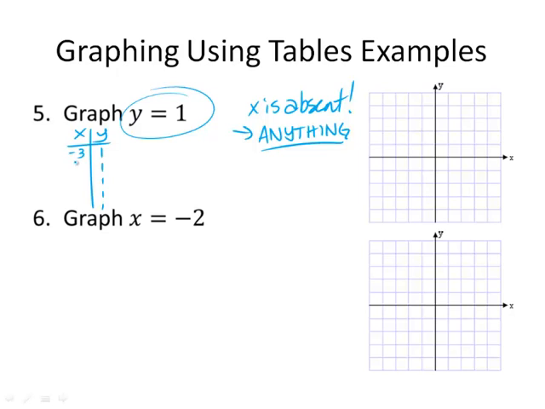So -3, -2, 0, 1, 2, whatever. So for every x value, your y value is 1. You can imagine that to be filling up this nice horizontal line.